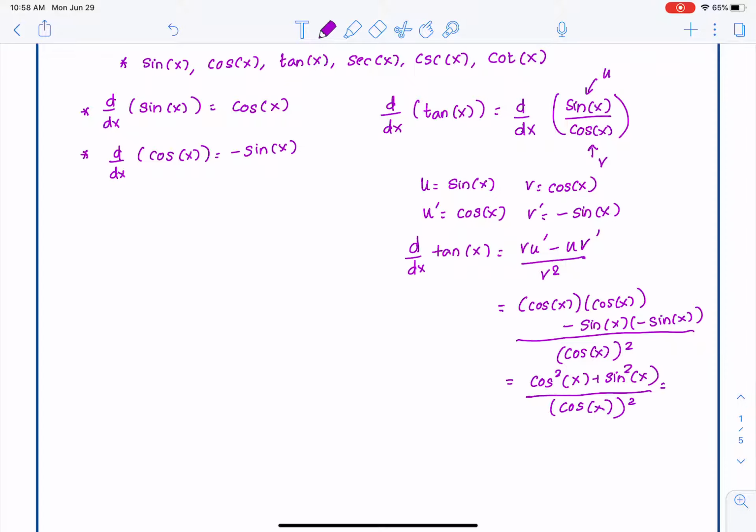But we know the identity that cosine squared x plus sine squared x is 1, so we have 1 over cosine x squared. And that can be written as 1 over cosine x, squared. And we know 1 over cosine x is secant x. So the derivative of tangent x is simply secant squared x.